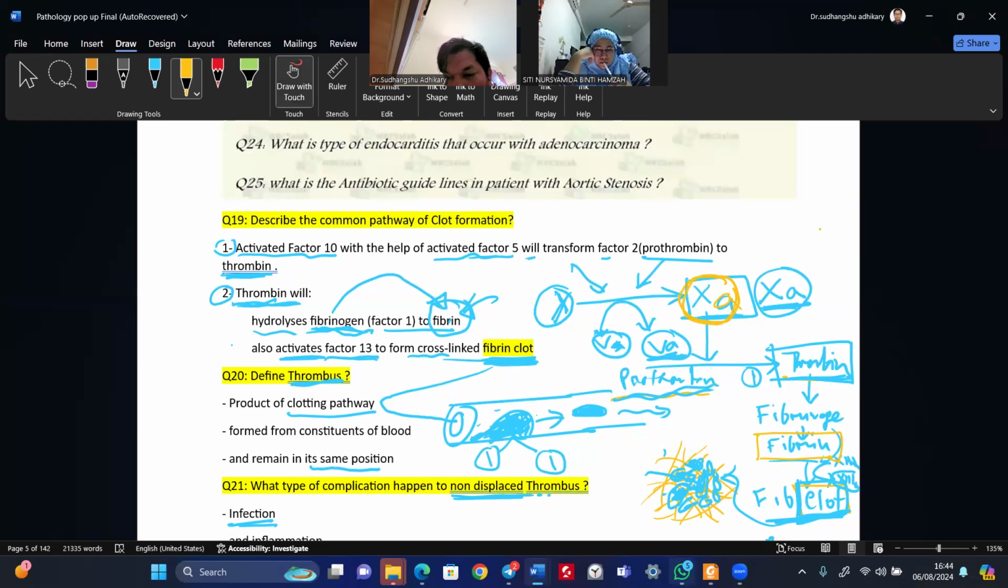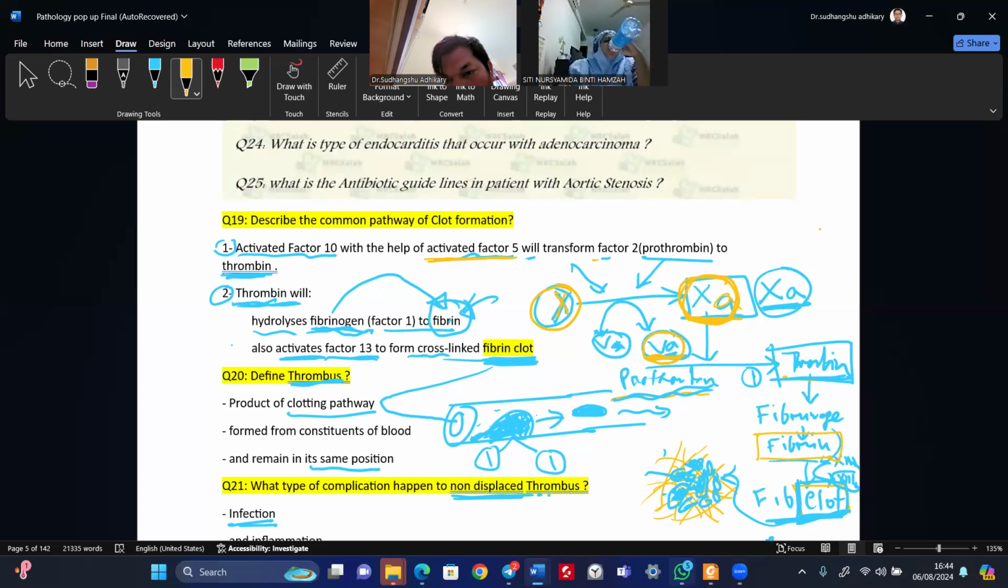First, we need to make 10 active. How will it be active? Because when it is only X, it means it is inactive. It needs to be activated. How? With the help of activated 5A. So activated factor 10 with the help of activated factor 5.